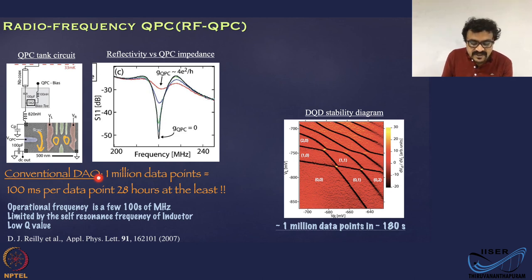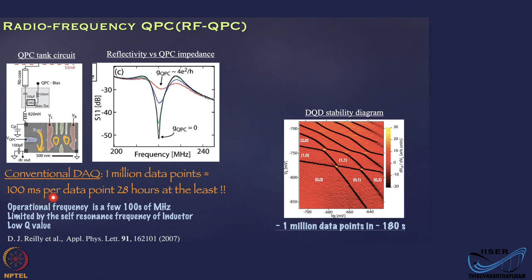But if you have a conventional data acquisition protocol, 1 million data points, even if you go the fastest, you assume that you can get one data point in 100 milliseconds. That is really fast when you look at the DC measurement on these devices. Generally, you need something like 300 milliseconds to 500 milliseconds to get one data point, because remember, you have all these filters and other things in the DC line. So you cannot get anything faster than that. So 100 milliseconds per data point, even if you assume, is going to take 28 hours.